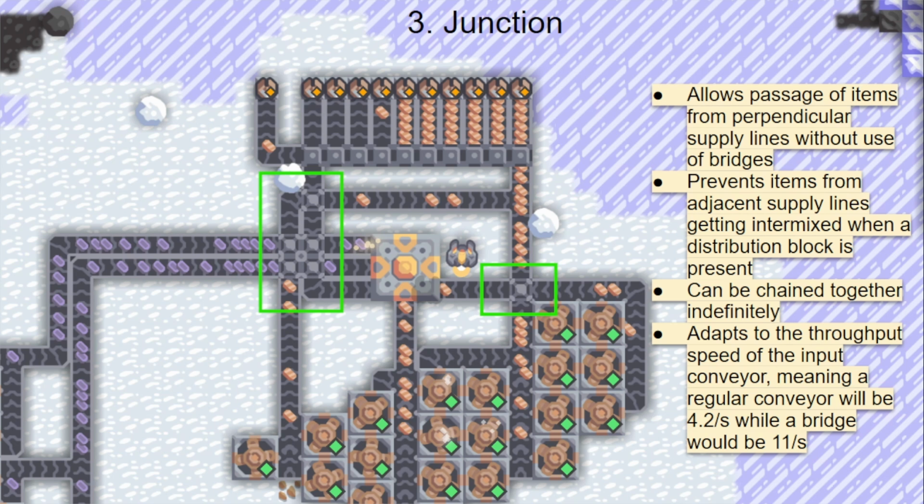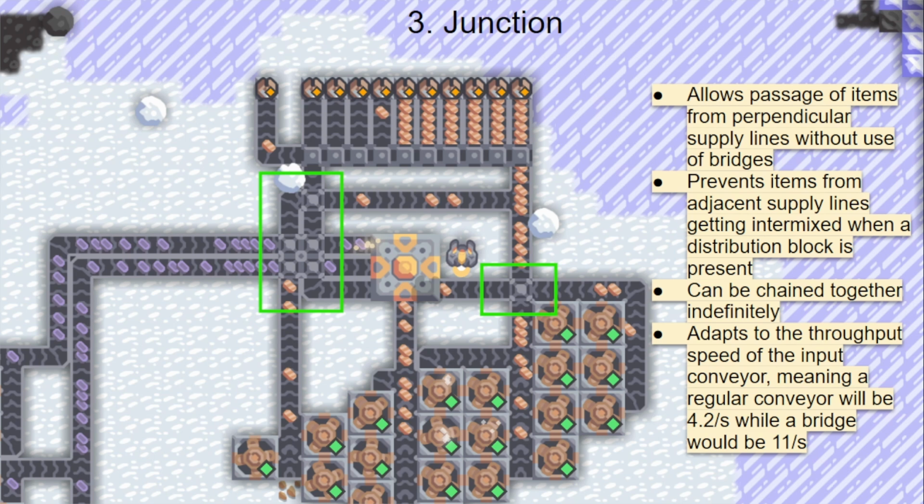Junctions enable items from perpendicular supply lines to cross without mixing. A common use case for junctions is ensuring the contents of a supply line remain untouched while running parallel and adjacent to another supply line with routers and other distribution blocks. Basically, junctions can be used to make sure routers don't send items to supply lines you don't want them to.